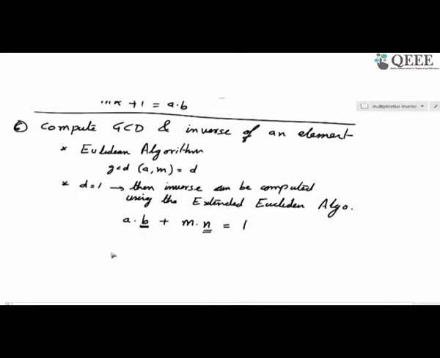Given this particular equation, we could take mod m on both sides, and therefore we will get a into b mod m plus m into n mod m is equal to 0, because m into n is some multiple of m. So this is congruent to 1, and therefore we are able to obtain this element b such that when it is multiplied by a will give you 1. Therefore b is the inverse of a.